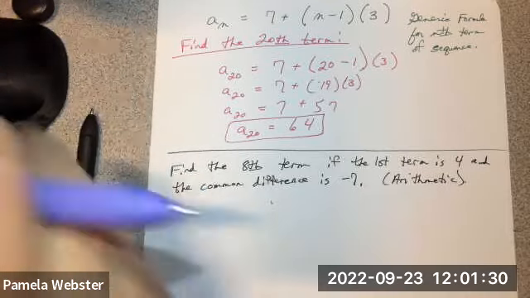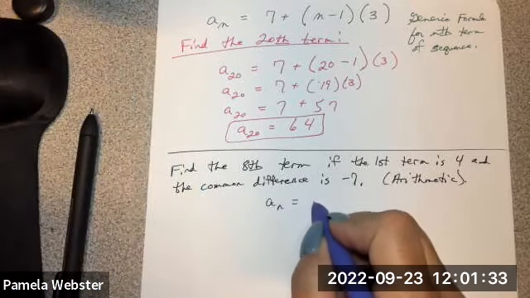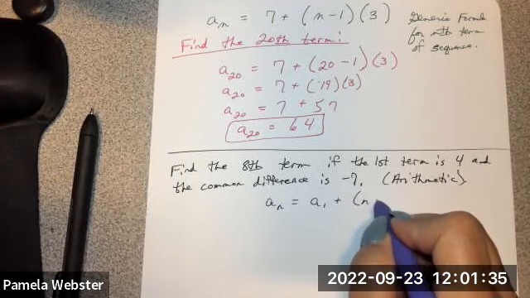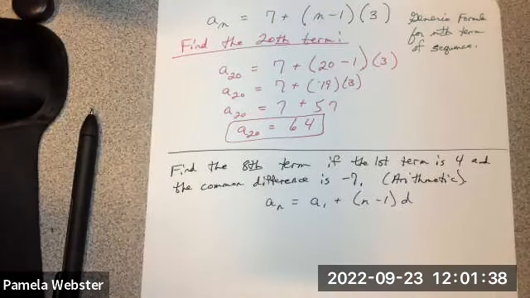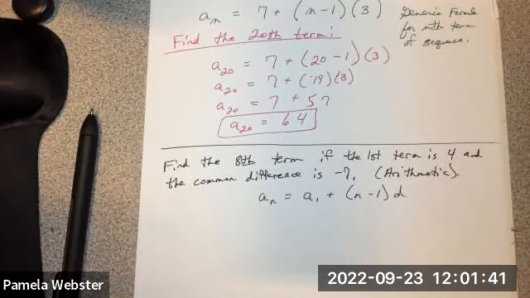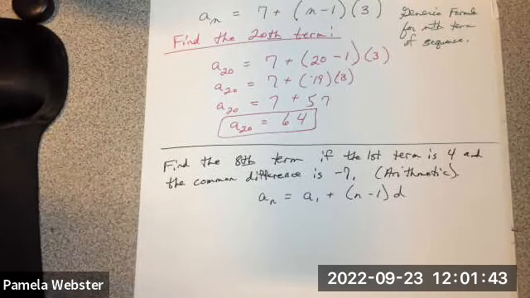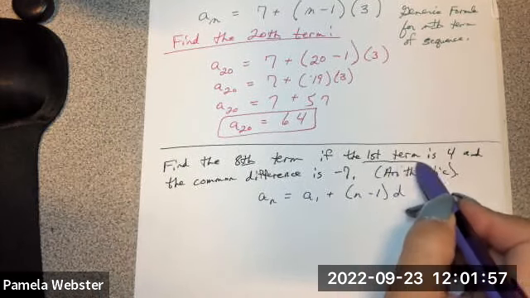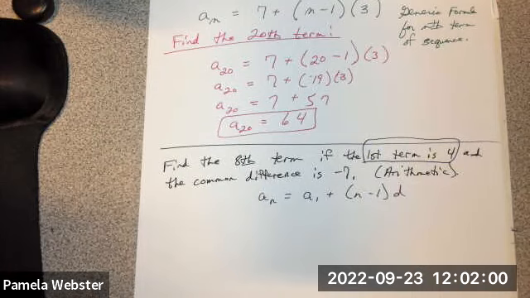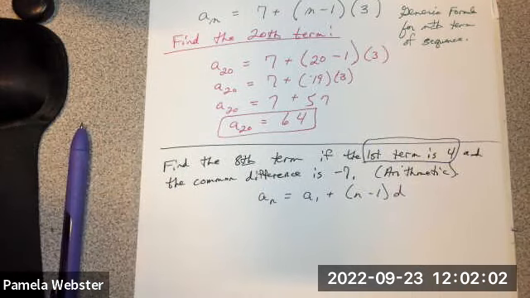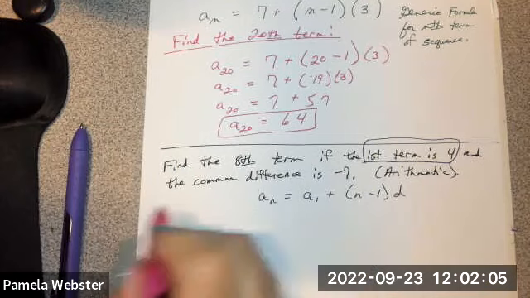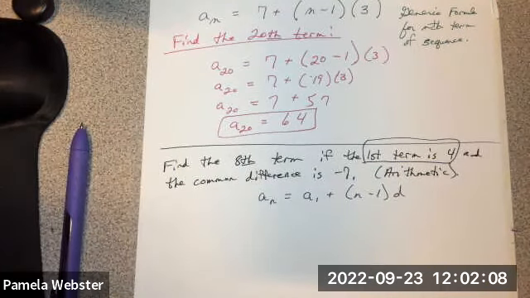So again, just for funsies, that formula is a sub n equals a sub 1 plus n minus 1 times d. So let's see if you can plug those things in and figure out what is your formula, first of all, and then second of all, what is your 8th term. Okay, so I read the first term is 4 and I say, oh, that's my A1. So hopefully you're putting that in. If you need to pause this so you can play with it a minute before you listen to me, then go for it. It's not a problem.